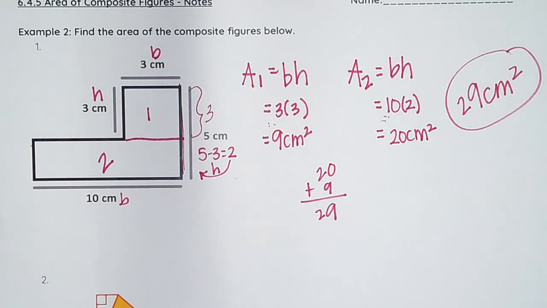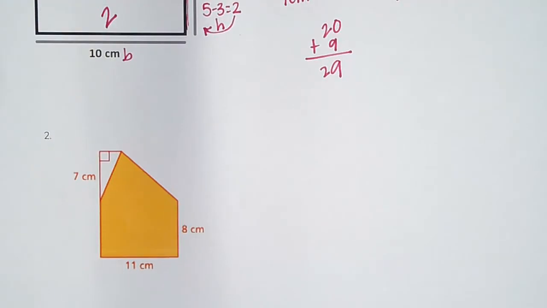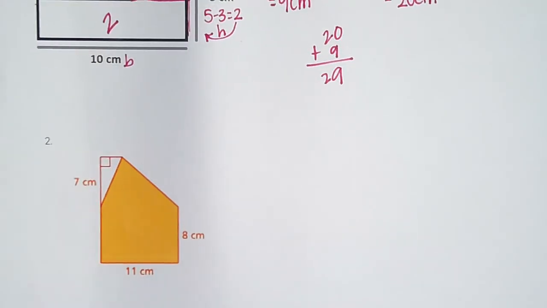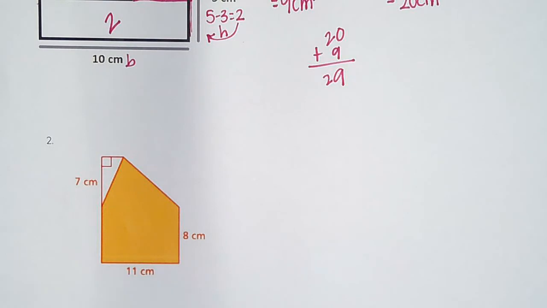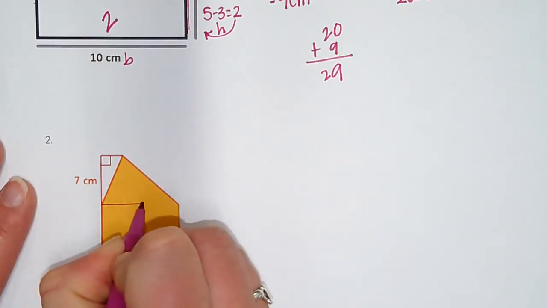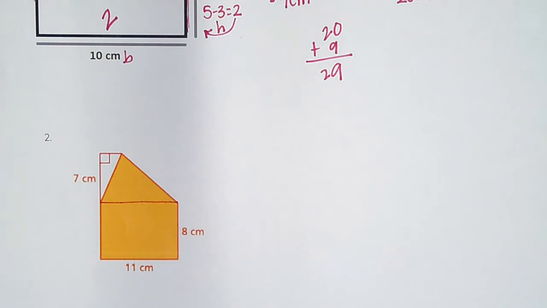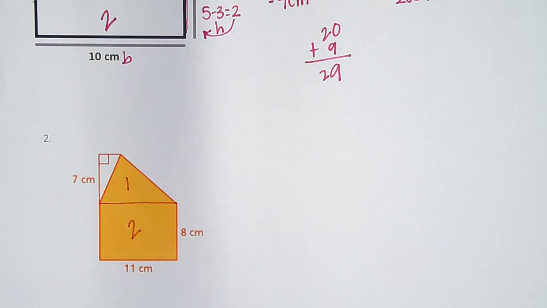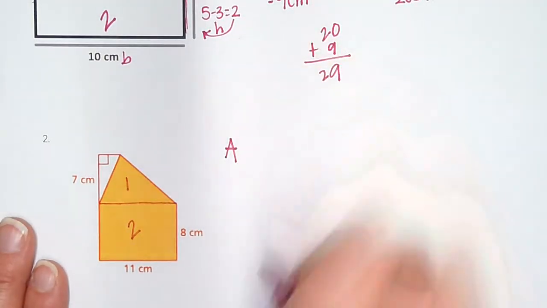All right, we've got one more example together here. We've got number 2. And if we take a look, we ask ourselves, we look at our questions from before, what shapes do I see? What shapes do you see in this figure? Yes, I see a rectangle and a triangle. So I'm going to draw my decomposition line, my line to decompose, right where those meet. Now I'm going to label 1 and 2. I'm next going to write my area formula for each.